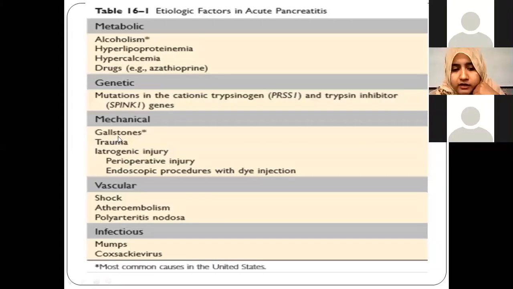Now the mechanical causes: gallstone obstruction is one of the most common causes. Along with it could be trauma and iatrogenic causes. Vascular causes like shock, atheroembolism, polyarteritis nodosa. In infection, remember that mumps and Coxsackie virus can cause acute pancreatitis.